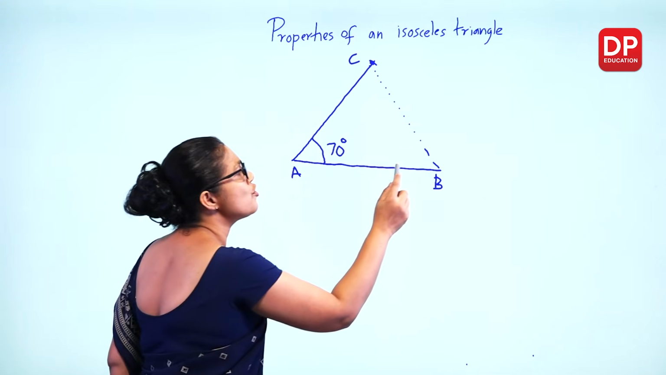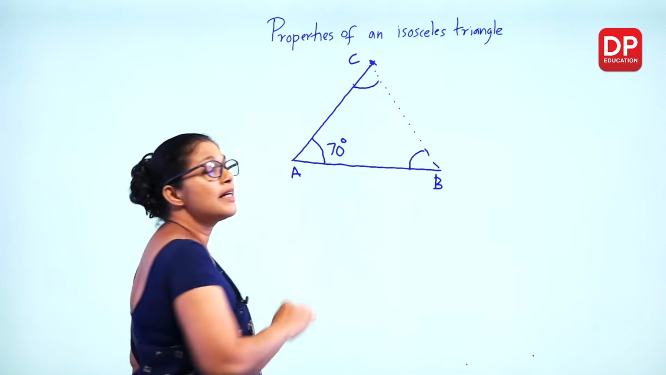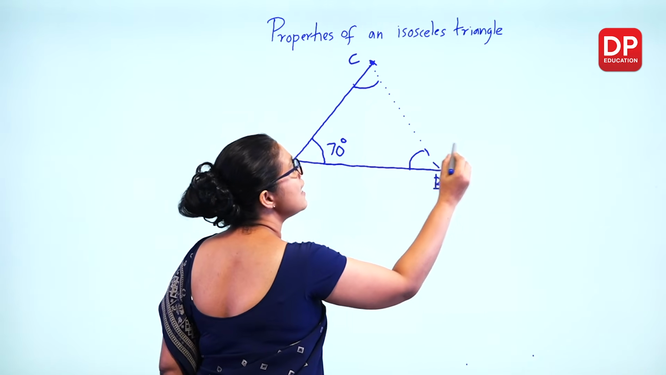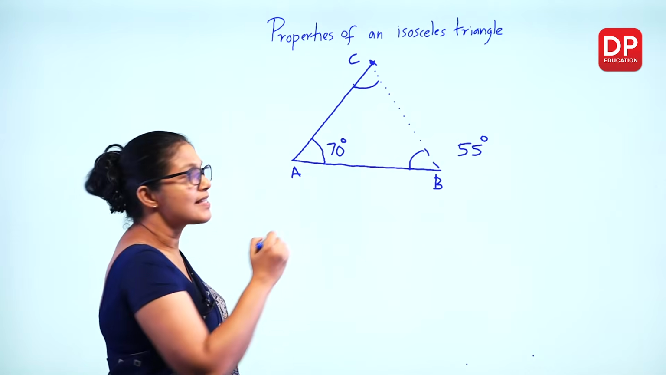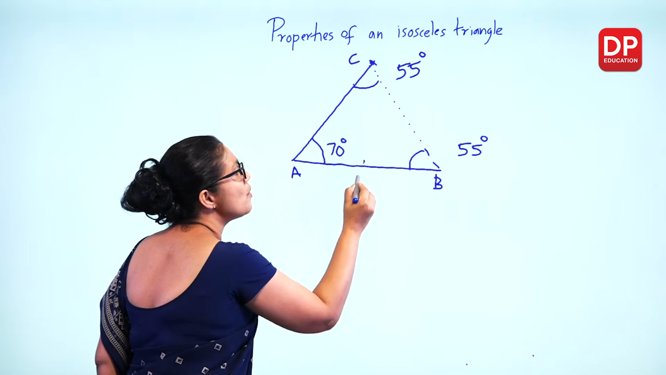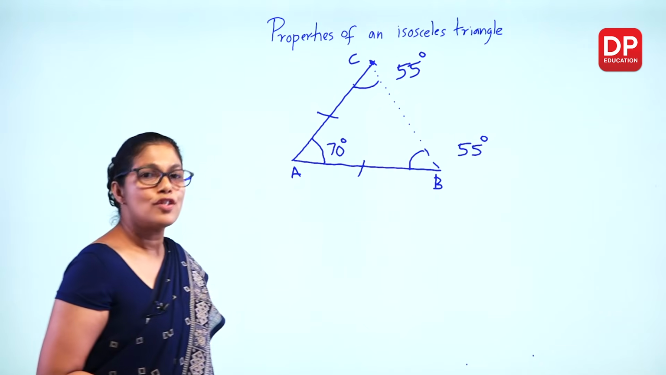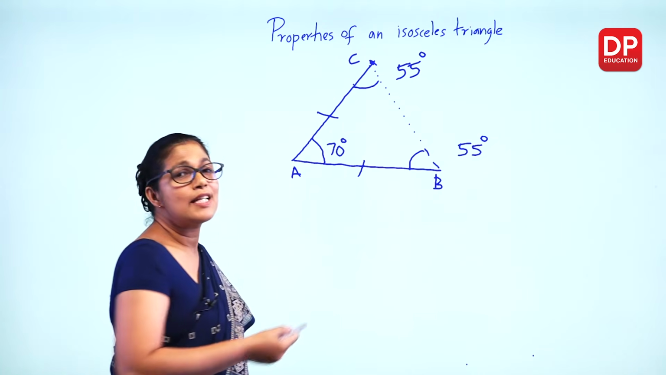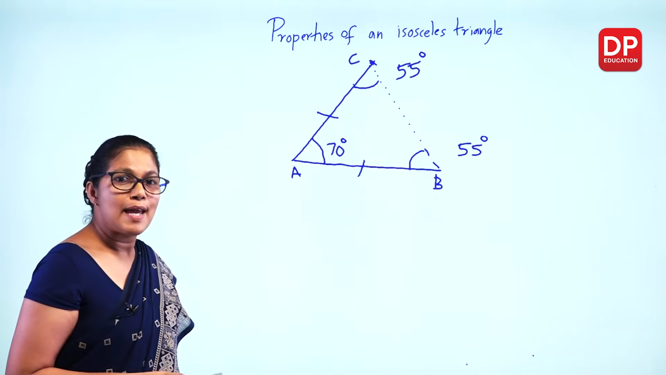Then what you have to do is measure these 2 angles with a protractor. When you do that, you will get roughly 55-degree angles. So what can you say about that? When these 2 lengths are equal, these 2 angles should be the same. Sometimes you get an approximated value. That's okay, but both should be the same size.